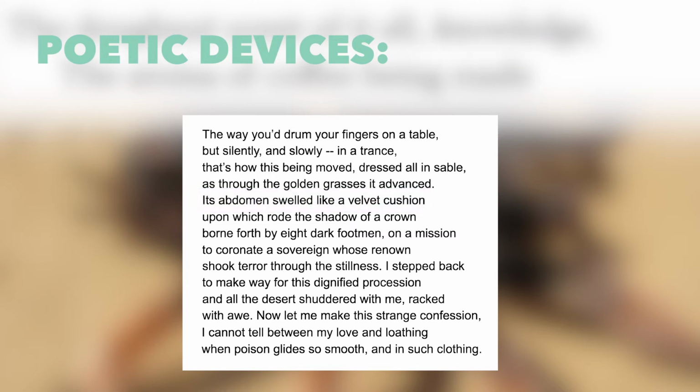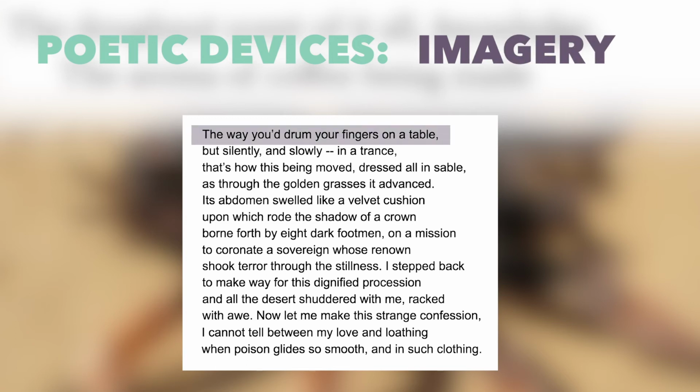The poem also starts with a metaphor that is also great imagery. The legs of the spider are compared with drumming fingers on a table. The legs are also compared with 8 dark footmen, another great image. My favorite image metaphor combination is the spider's body being compared to the shadow of a crown.